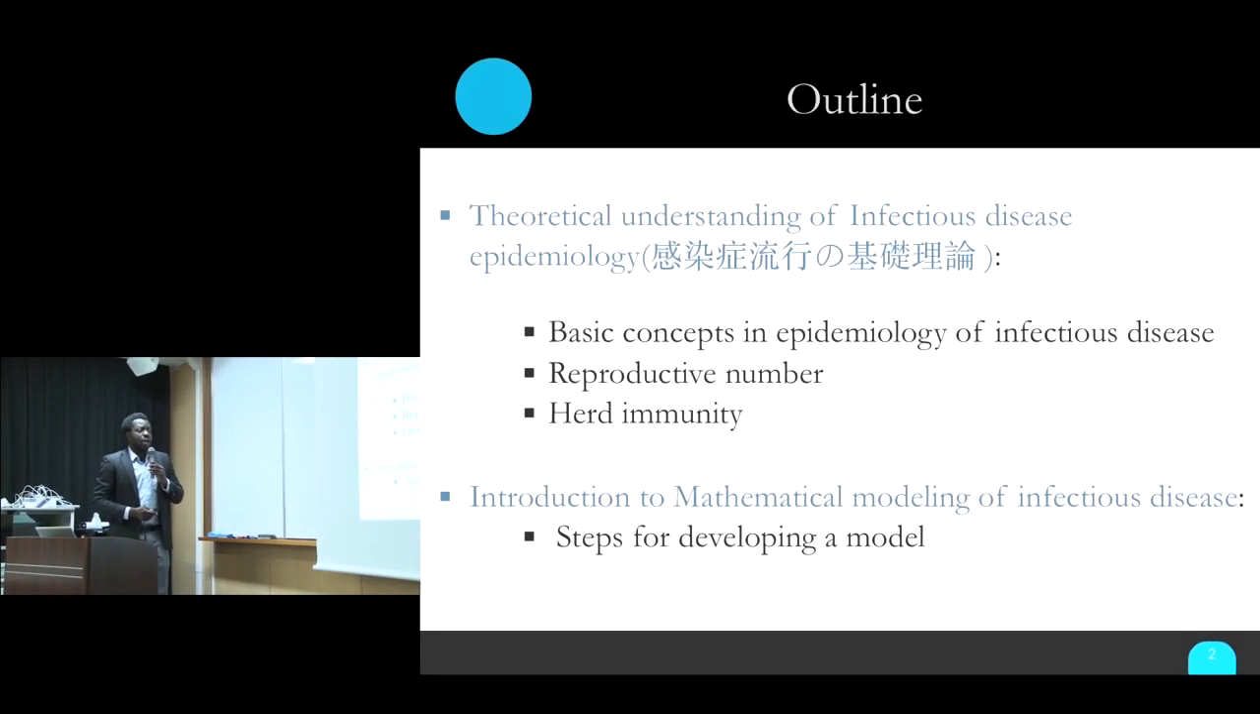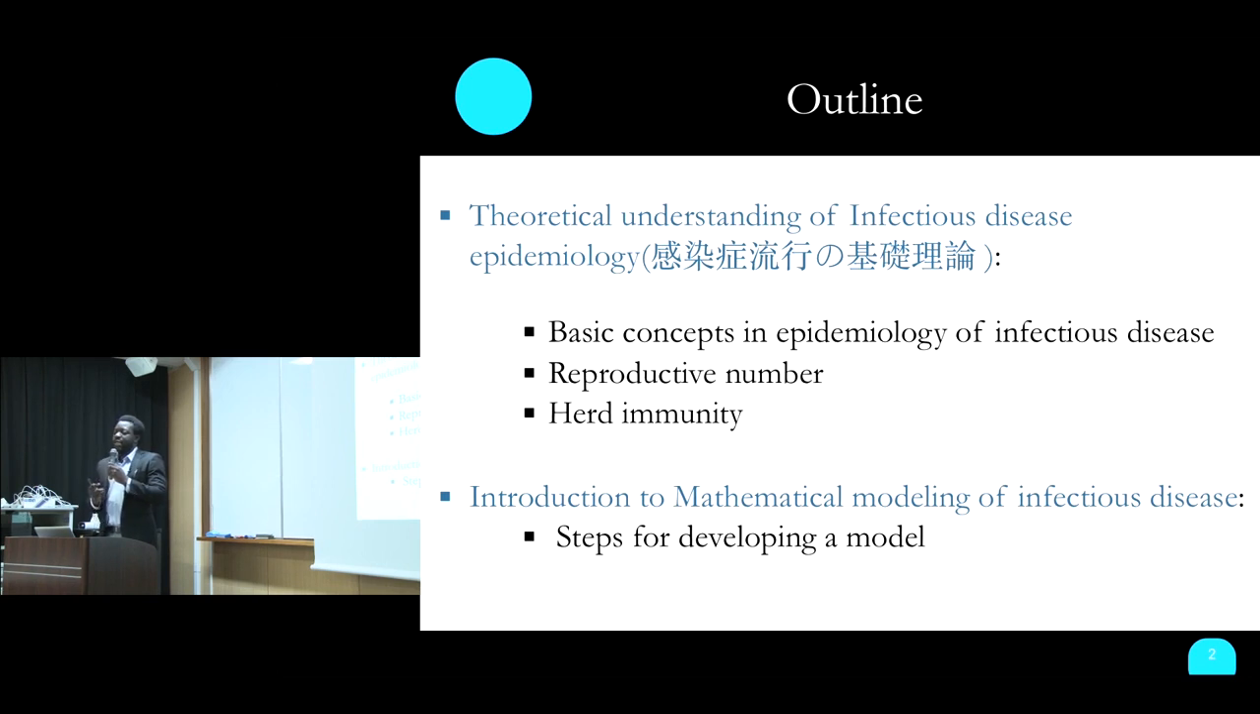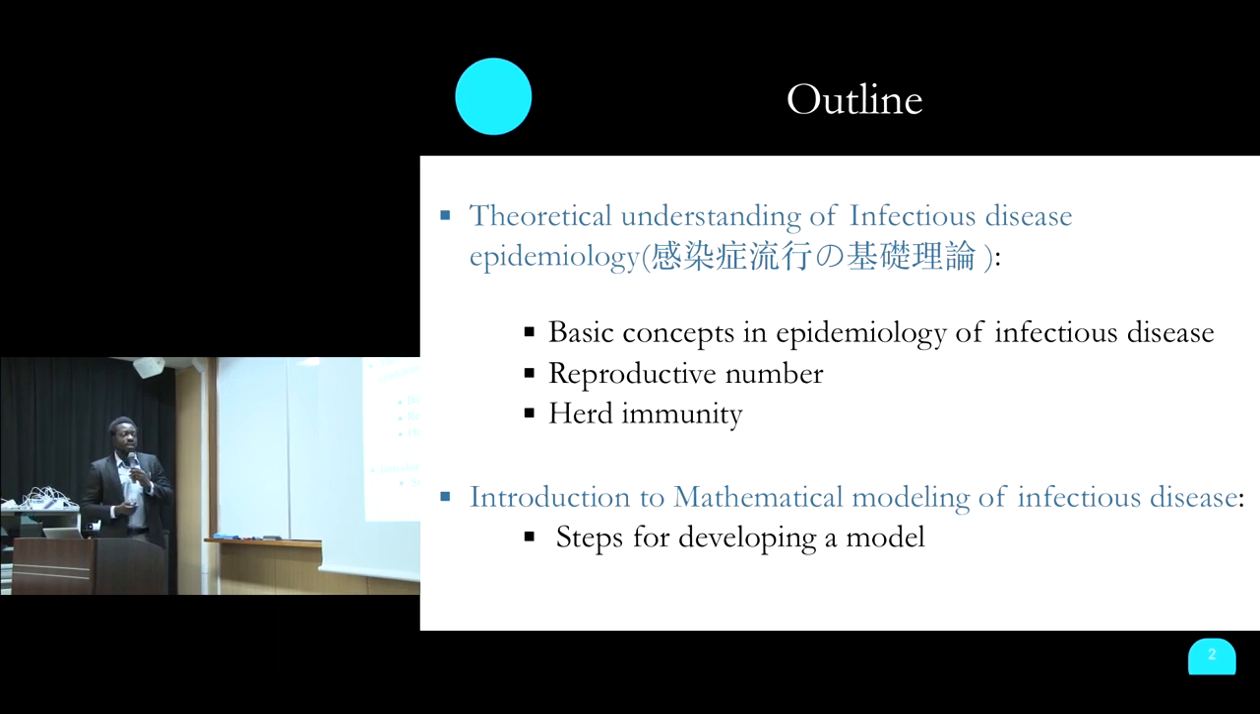We will particularly look at some theoretical background on how disease spreads, but also on how we can control infectious diseases. Some of the very important concepts will be explored: the reproductive number and herd immunity. And in the second part of the lecture, I will introduce you to the mathematical modeling of infectious diseases, and the different steps involved in building a model.